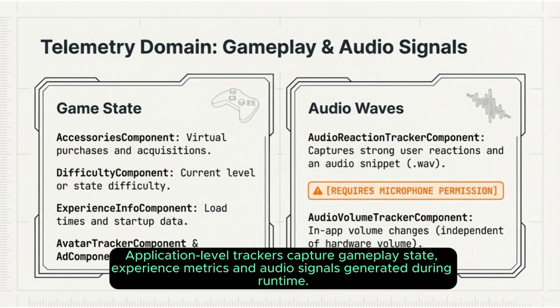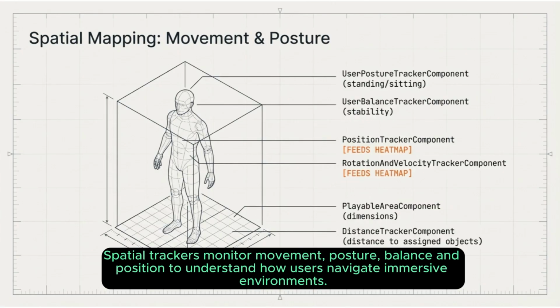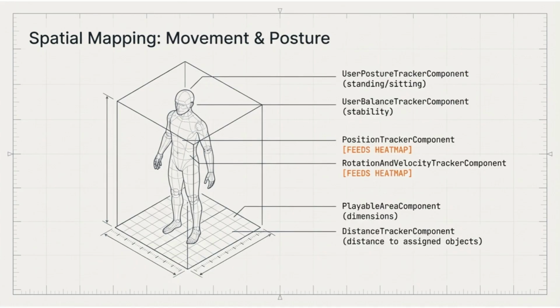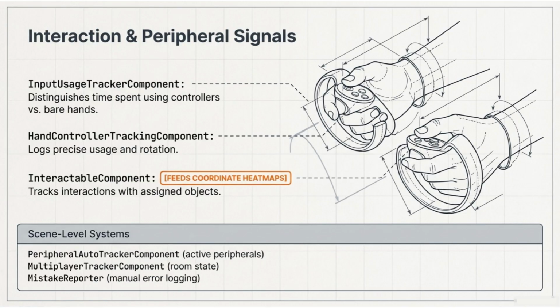Application-level trackers capture gameplay state, experience metrics, and audio signals generated during runtime. Spatial trackers monitor movement, posture, balance, and position to understand how users navigate immersive environments. Interaction trackers capture controller usage, object interactions, and peripheral activity within the XR scene.